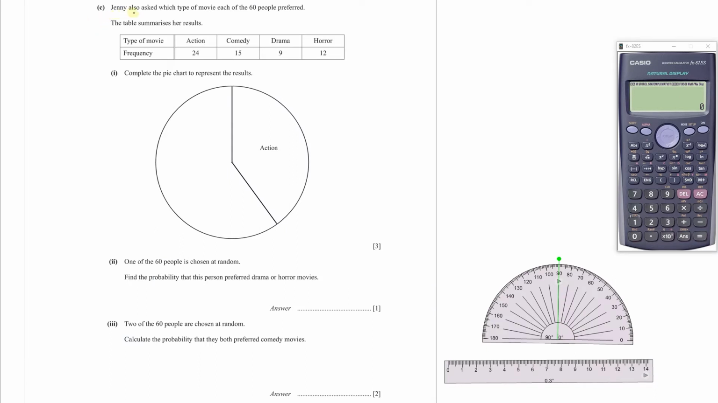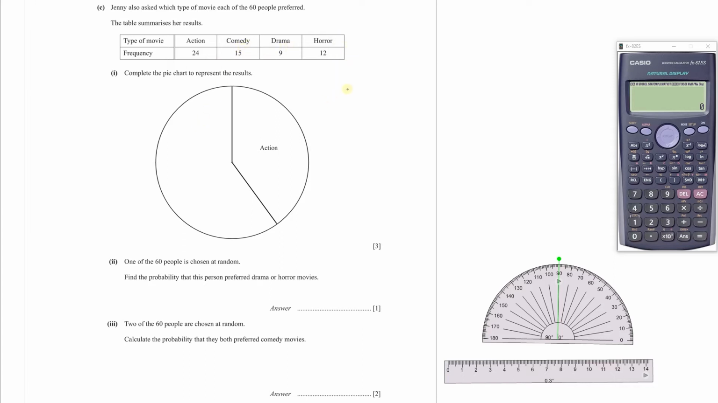Part C is: Jenny also asked which type of movie each of the 60 people preferred. The table summarizes her results. 24 people preferred action movies, 15 preferred comedy, 9 preferred drama, and 12 people preferred horror. Part 1 is to complete the pie chart to represent the results. Here you have action, which has a frequency of 24. We need to draw the sections in the pie chart for comedy, drama, and horror.